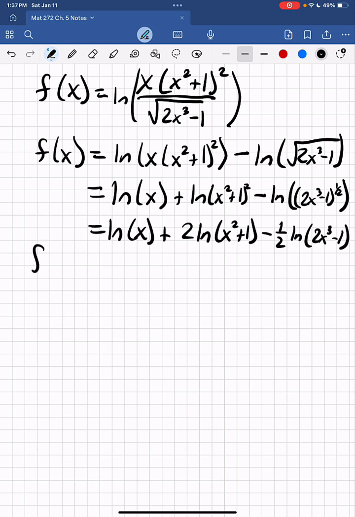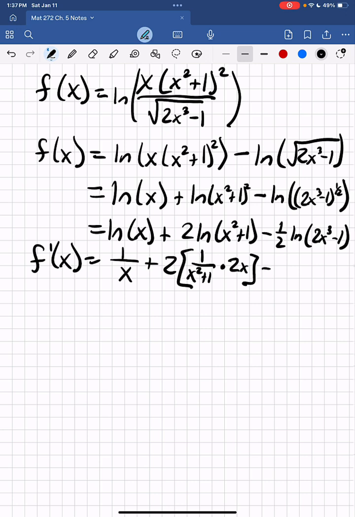So now I'm going to take a derivative. Well, the derivative of natural log of x, that's just 1 over x. Then I have 2 times 1 over x squared plus 1 times the derivative of the inside, which is 2x, minus 1/2 times 1 over 2x cubed minus 1 times the derivative of the inside, which is 6x squared.